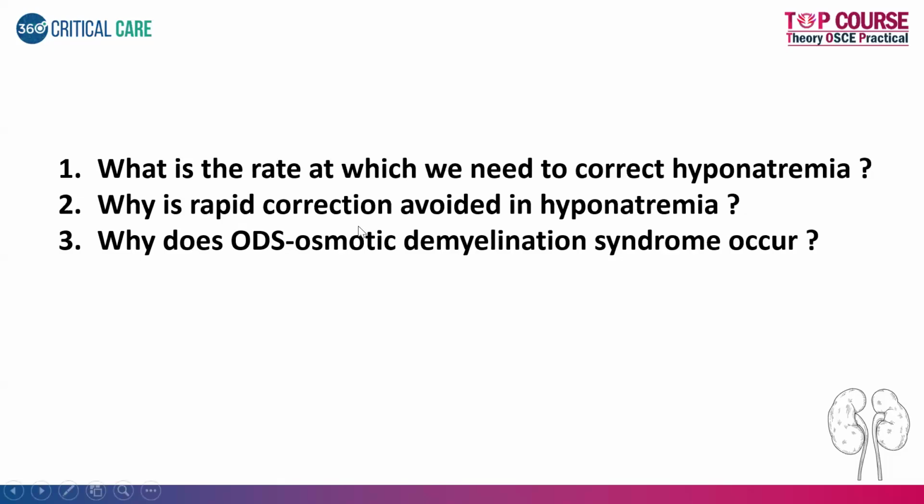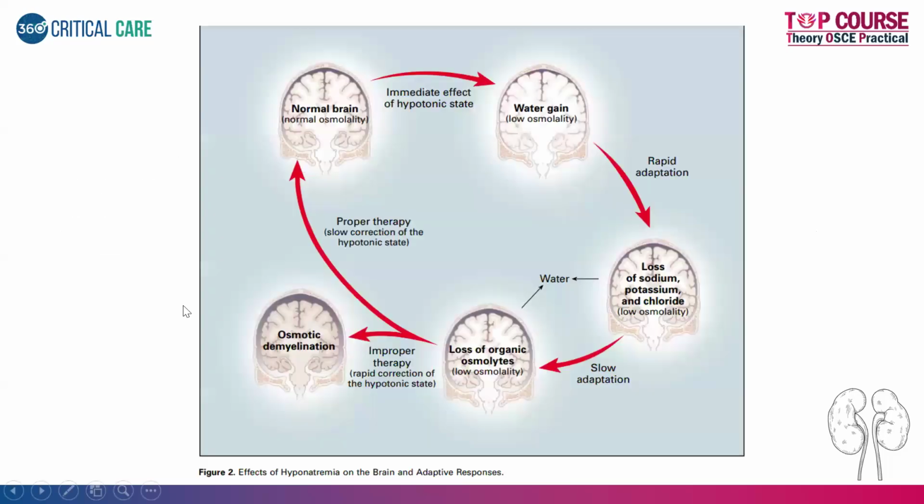Okay. So why does it cause osmotic demyelination? Because it's a rapid shift in this oncotic pressure between the intracellular and extracellular compartment. Okay. What happens then? Okay, what is the cerebral adaptation that happens when there is hyponatremia? Okay, I'll come to that.